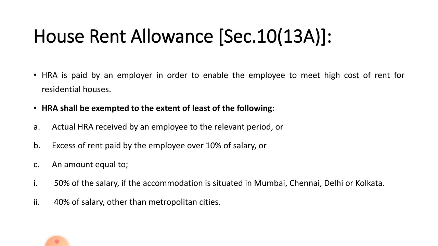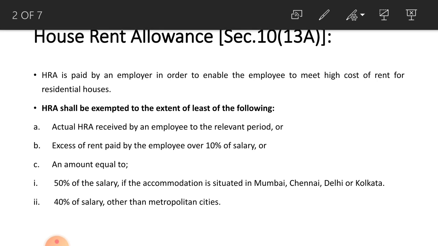HRA, that is house rent allowance, shall be exempted, that is tax free, to the extent of the least of the following. The three items which you have to consider to calculate tax free house rent allowance, that is exempted house rent allowance, are: actual HRA received by an employee for the relevant period. Here, actual HRA received by an employee from his employer for the relevant period.